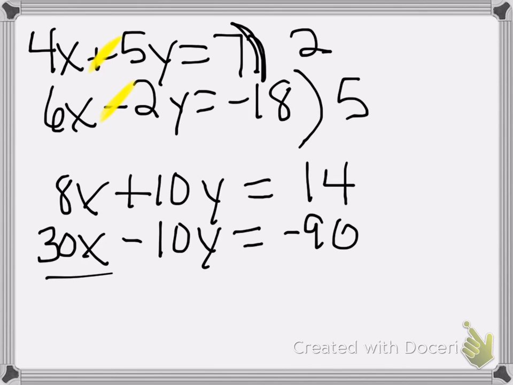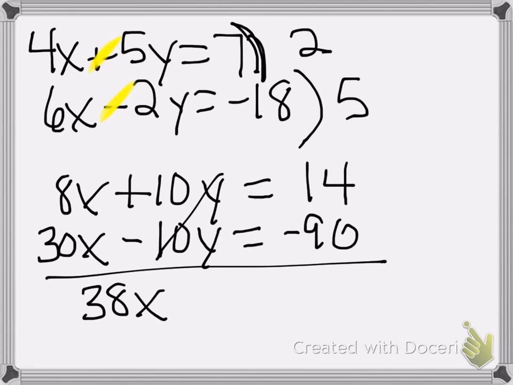Okay, so I'm going to add these together. See how my y's drop out now? 38x is equal to -76. And when I divide both sides by 38, x is equal to -2.